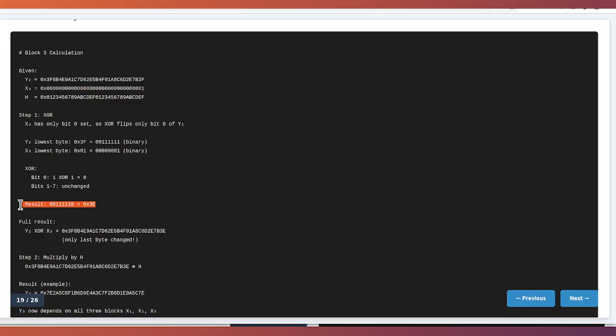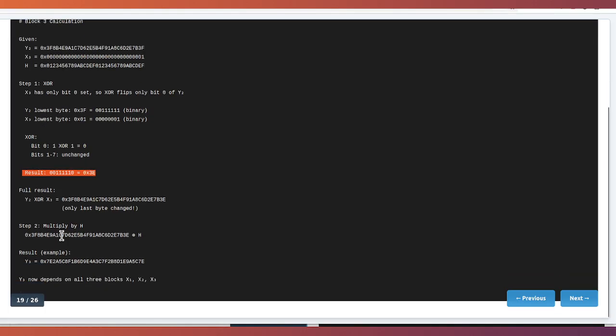Step 2. Multiply by H. We compute beginning with 0x3f ending with 3e times beginning with 0x01 ending with ef in GF of 2 to the 128th power. This again requires full polynomial multiplication and reduction. The result might be y3 equals beginning with 0x7e ending with 7e. This y3 value now depends on all three message blocks x1, x2, and x3. The recursive structure ensures that changing any bit of any previous block completely changes the final accumulator value. This provides the tamper detection property we need for authentication.